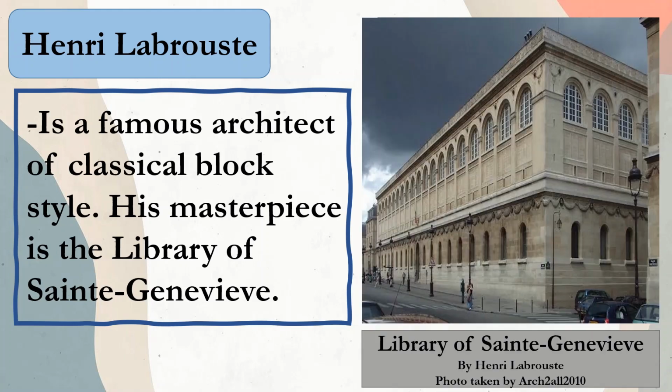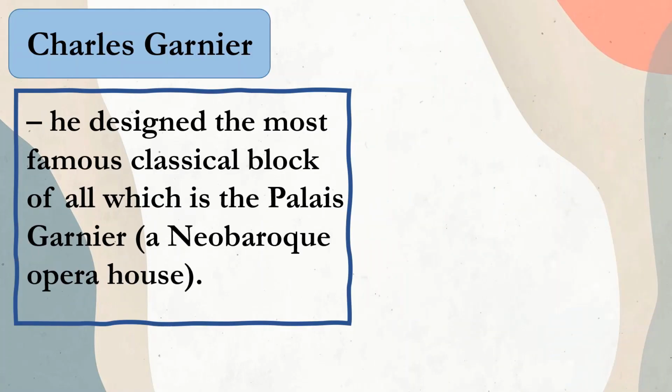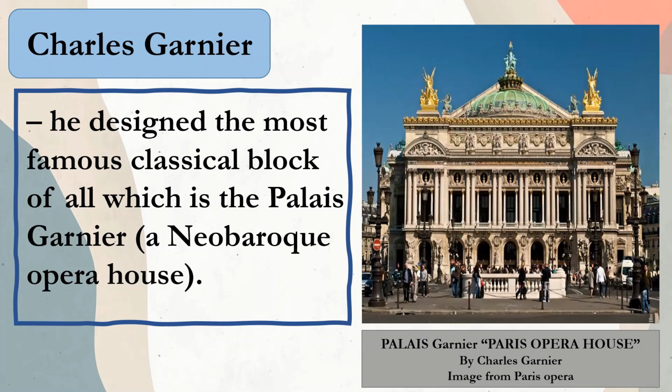Henry Labrouste is a famous architect of classical block style. His masterpiece is the Library of Saint Genevieve. Another famous architect of classical block style is Charles Garnier. He designed the most famous classical block of all, which is the Palais Garnier, a neo-Baroque opera house.